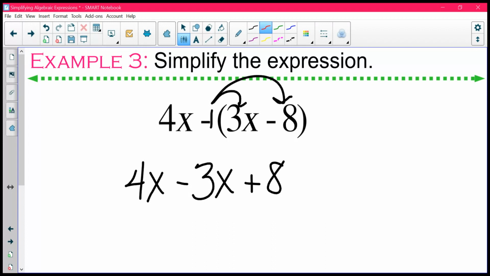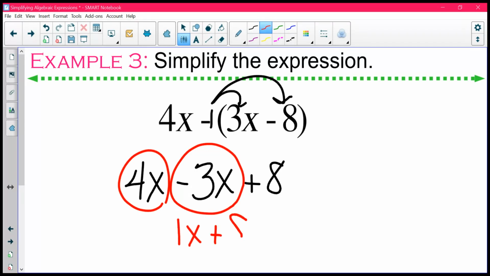Now we clean up. 4 plus negative 3, or 4 minus 3 is 1x plus 8. Or if you want to be really sophisticated and drop that 1 and just write x plus 8, that would be phenomenal.